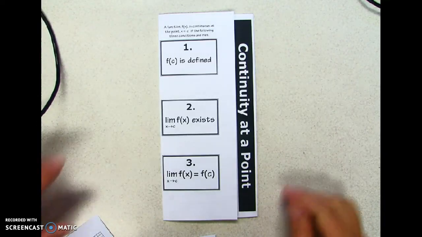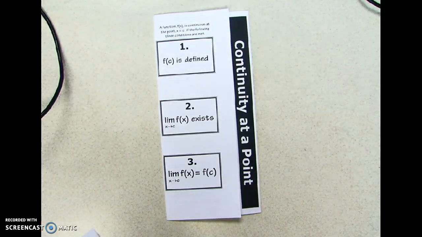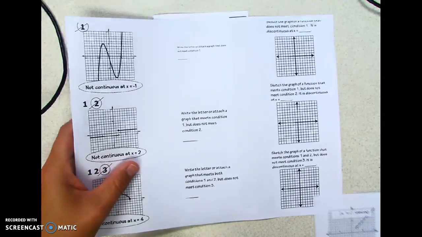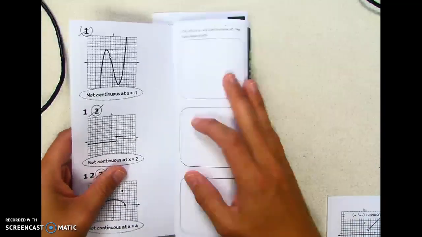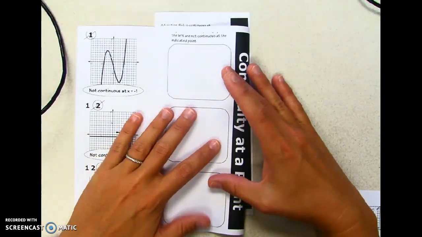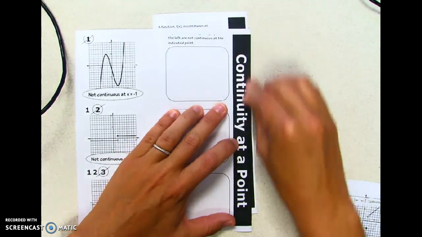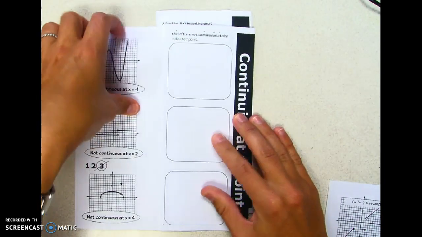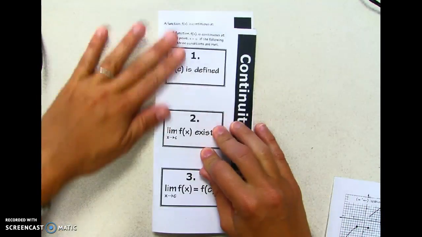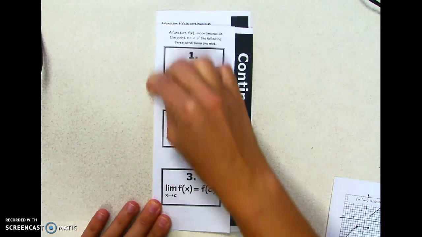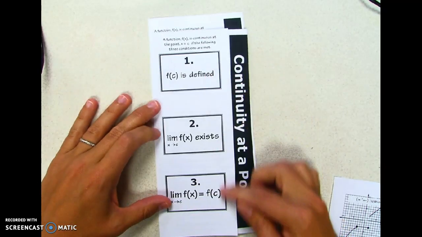Hi everyone, we're going to do this continuity foldable. Everyone, you need one of these, and I think it's a tri-fold. So we're going to fold this here, see that? And then this is going to fold over here. Now I like this one because it has the definitions that you need to have memorized. Here, 1, 2, and 3.